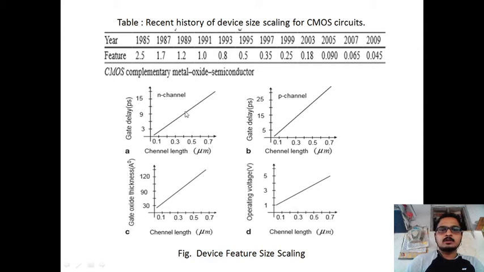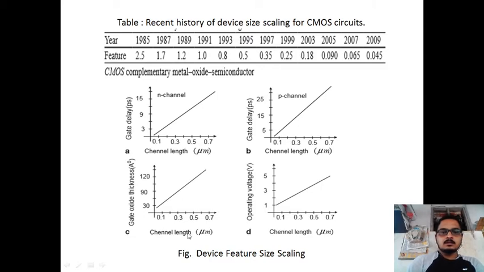This slope represents the scaling factor S. See here, when channel length decreases, the delay decreases. This is an advantage. The delay decreases, which is an advantage of device feature size scaling. See here, the channel length decreases and the gate delay decreases in P channel also. This is also an advantage here.